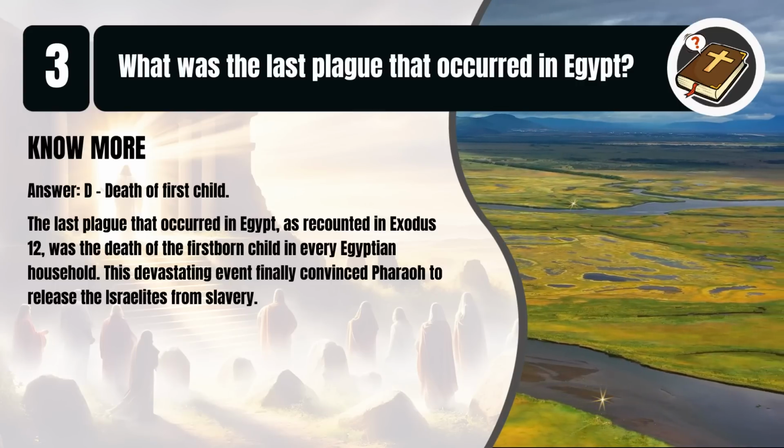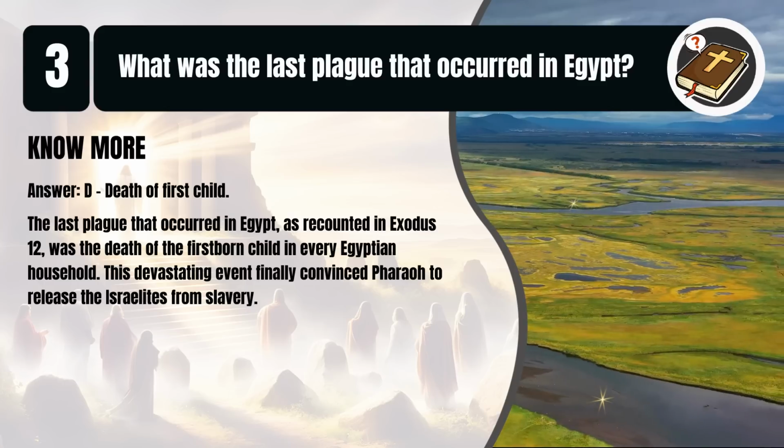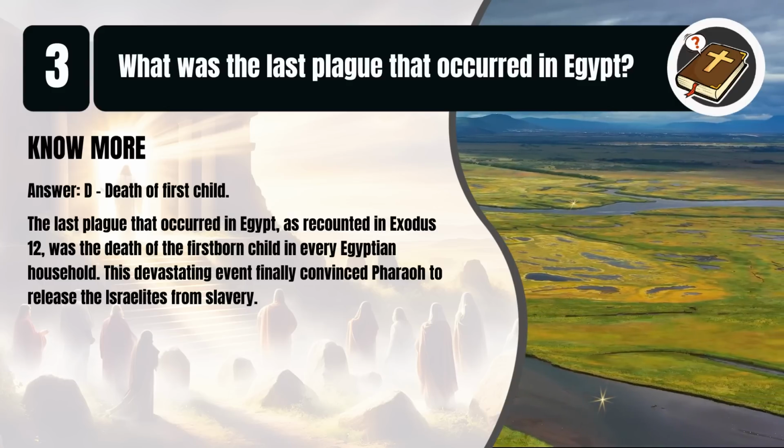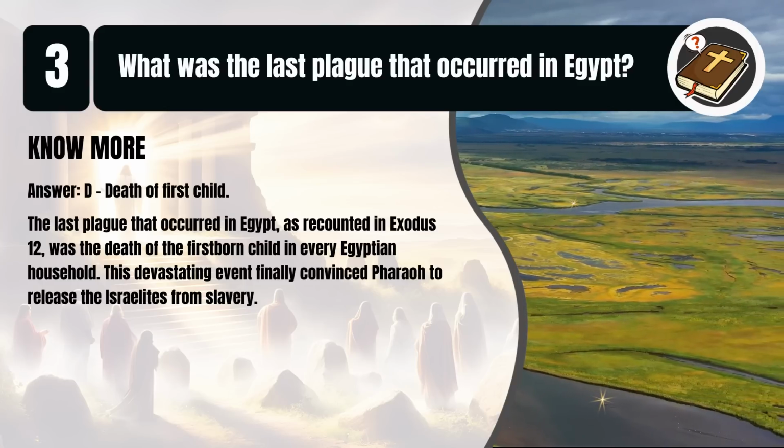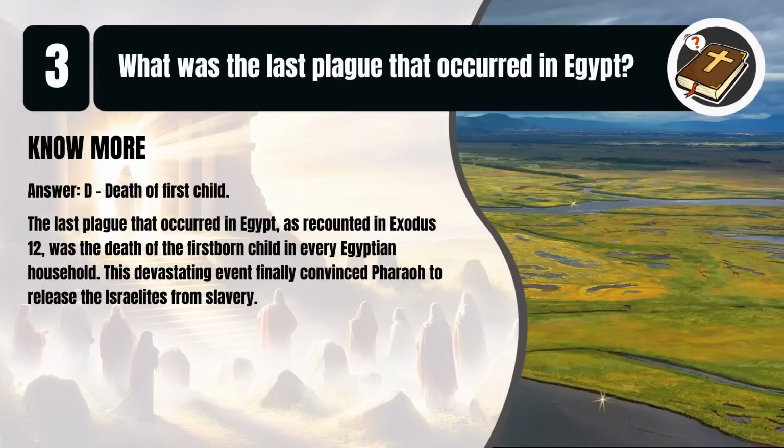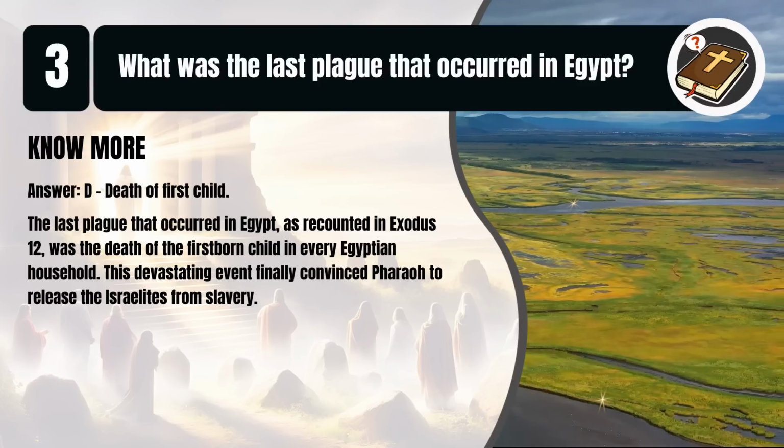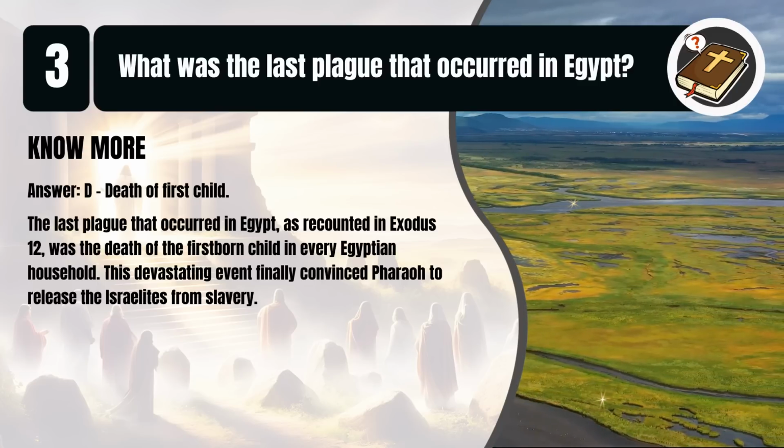The last plague that occurred in Egypt, as recounted in Exodus chapter 12, was the death of the firstborn child in every Egyptian household. This devastating event finally convinced Pharaoh to release the Israelites from slavery.